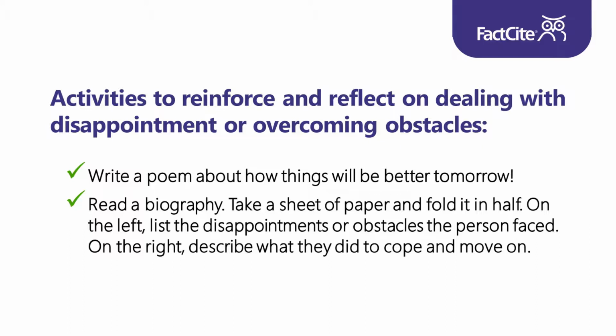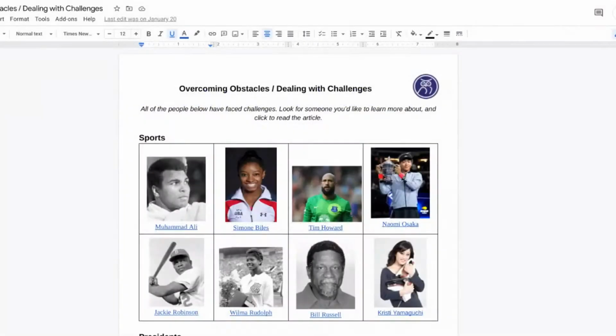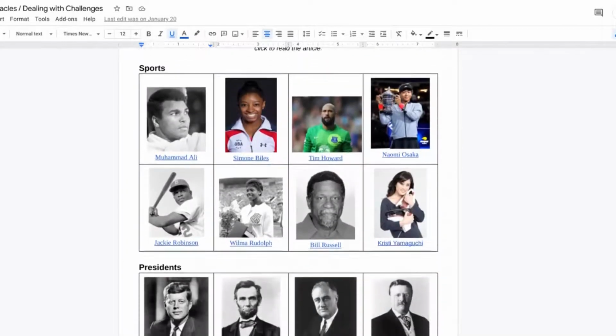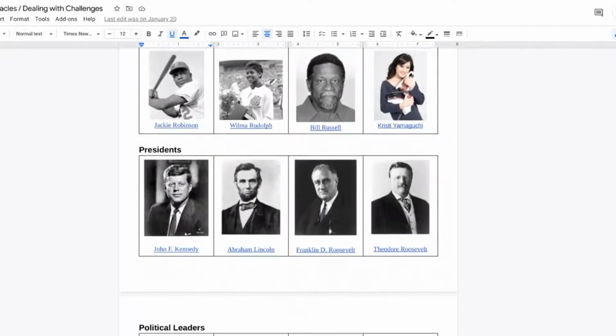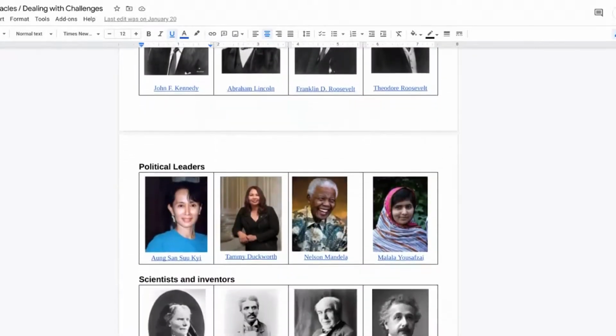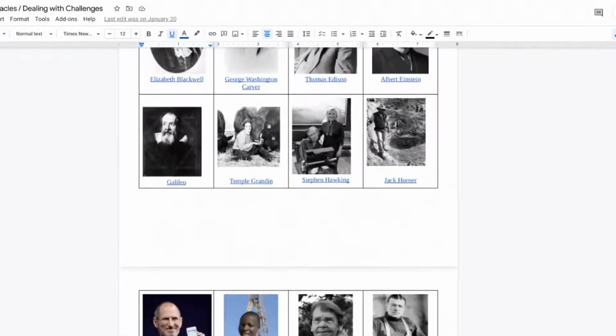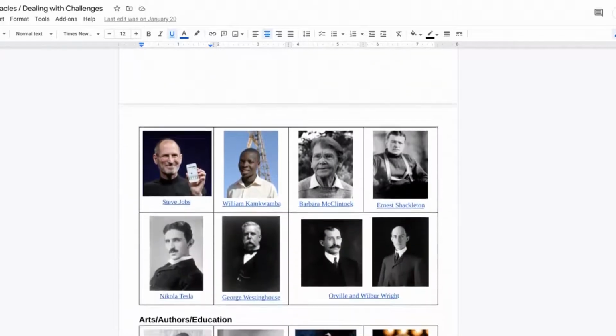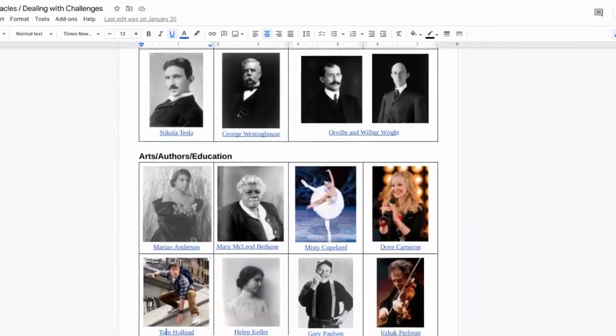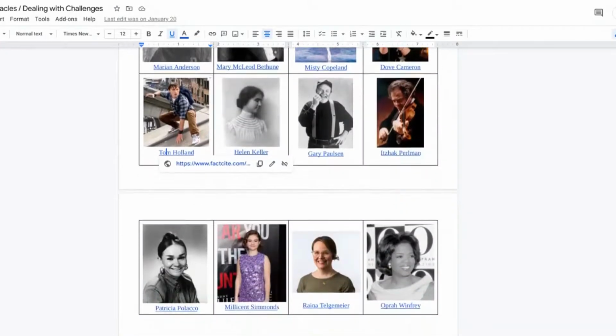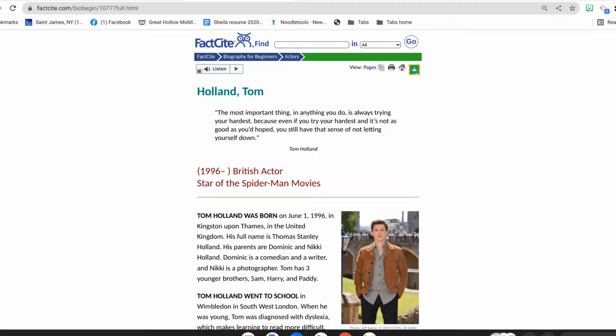those obstacles. Another resource that we're providing to you is, again, as we did with the other topics, a list of people from FactCite databases who fit this particular social emotional learning attribute or this topic of dealing with disappointment and overcoming obstacles. And the list is divided by category, so students can look for a category of interest, such as presidents or what have you. And students need only to click on the name and they will be directed directly to the article.